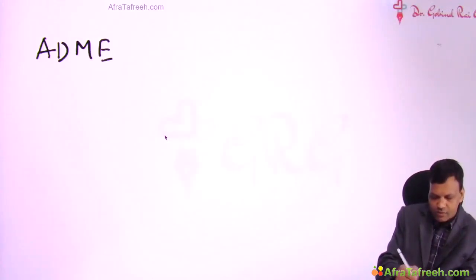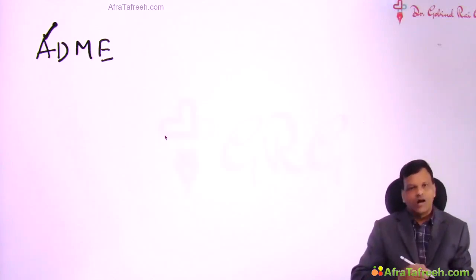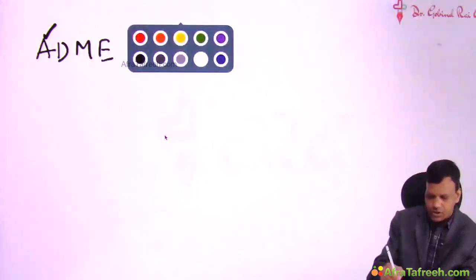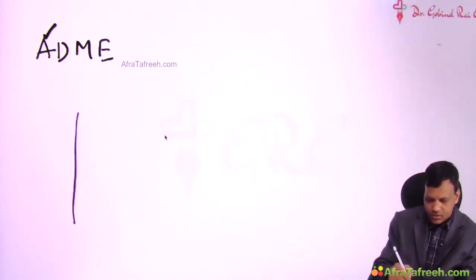Now we can go to the second part, which is distribution. Out of the ADME study, we have covered A for absorption. After absorption, the drug will come into blood. We have discussed that after absorption, the drug has reached the systemic circulation. This is blood. So the drug has reached the blood.